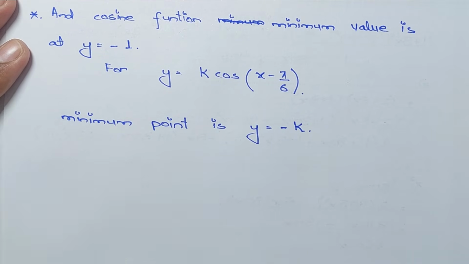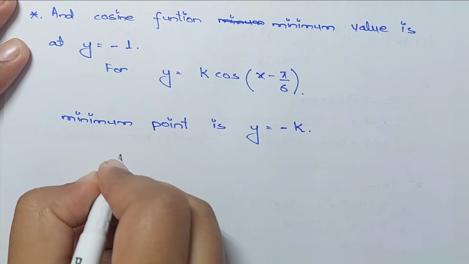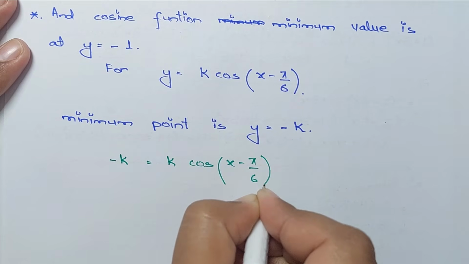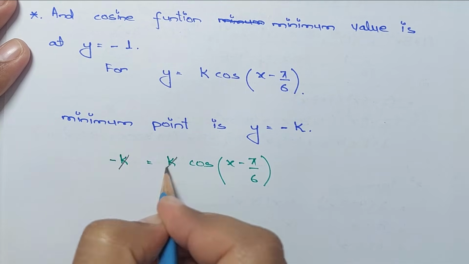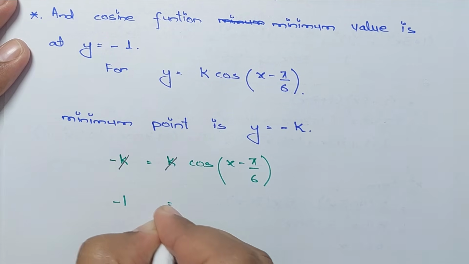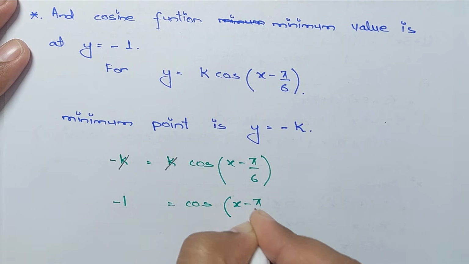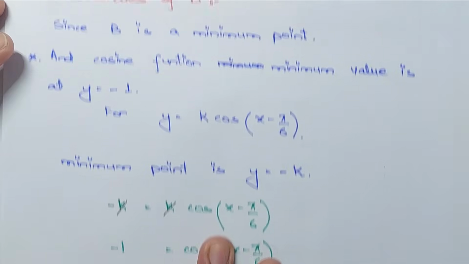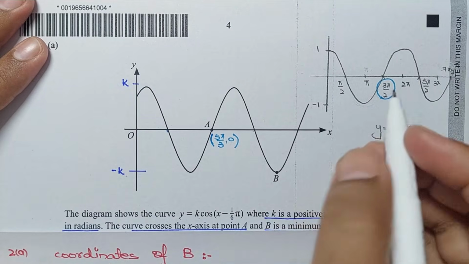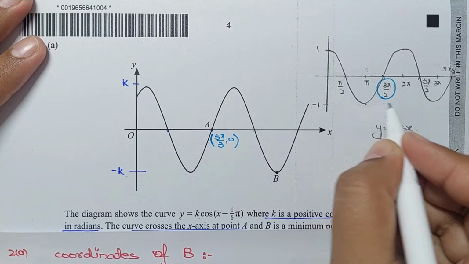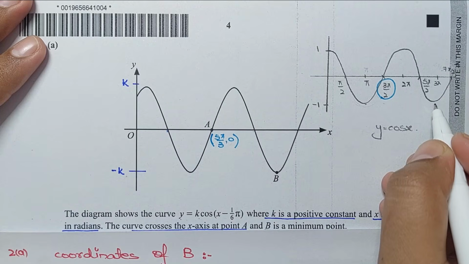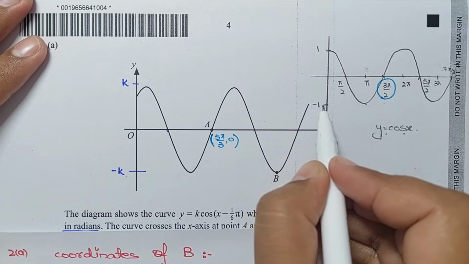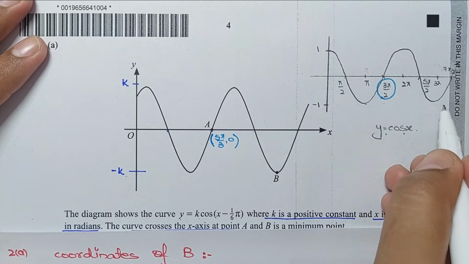Okay, so in the curve, when the y value is negative k, put over here minus k equals k cos of x minus pi by 6. Okay, so now we can cancel k with k. Minus 1 is left. Minus 1 is equal to cos of x minus pi by 6. Now we have to check at what value cos gives you negative 1. Okay, so you can see cos is negative 1 at pi, at 3 pi, right? And so this is negative 1. Cos x is minus 1 when we have pi and when we have 3 pi.